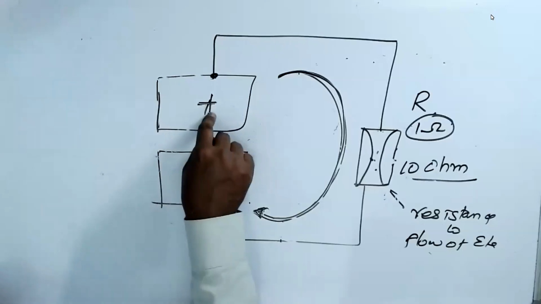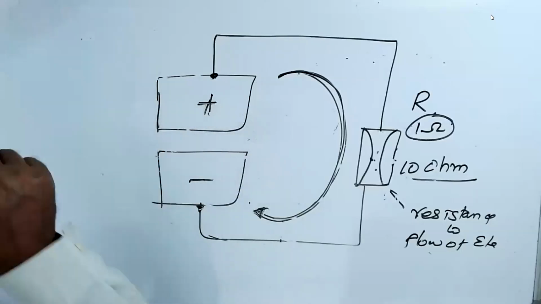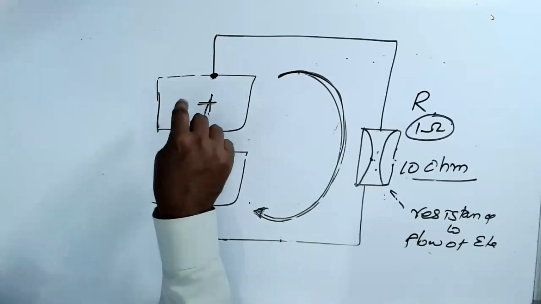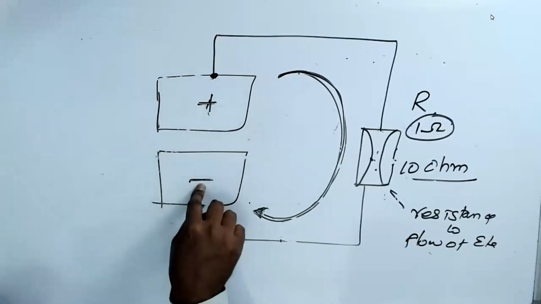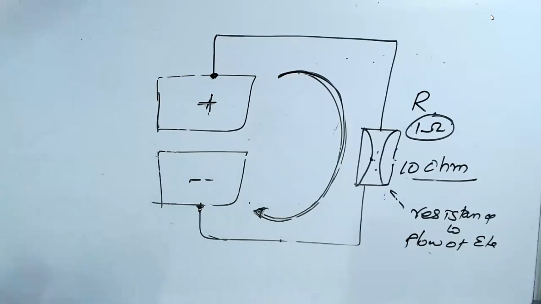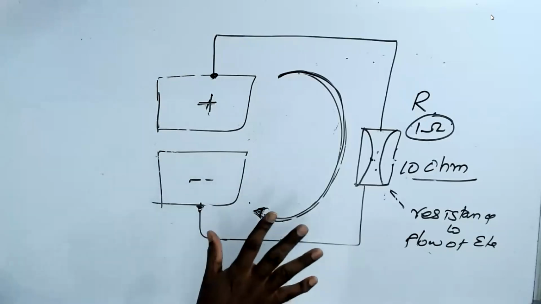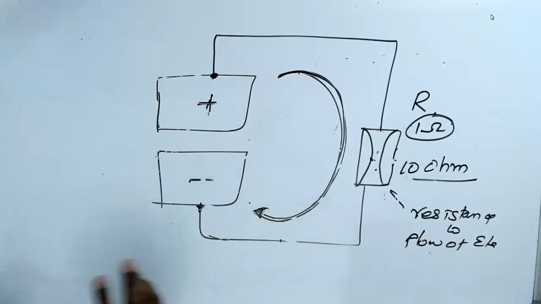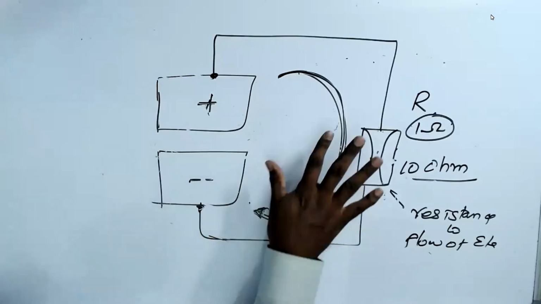So if there are fewer electrons, that means more protons, and that is positive. If there are more electrons, meaning fewer protons, that is negative. This will affect you when you are discussing electronics sometime. That's why I wanted to tell you now itself. Forget about that for now.